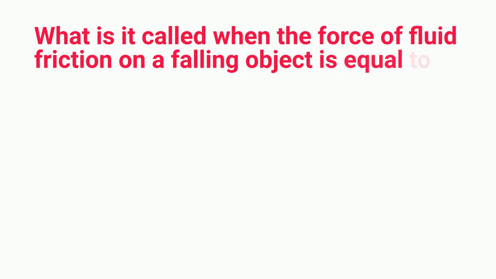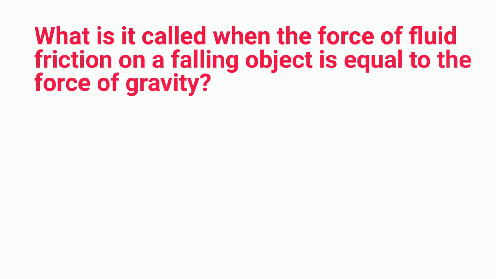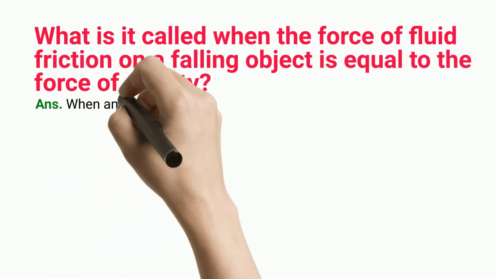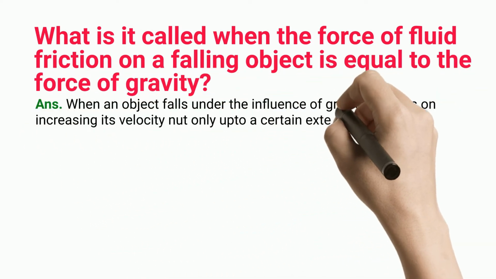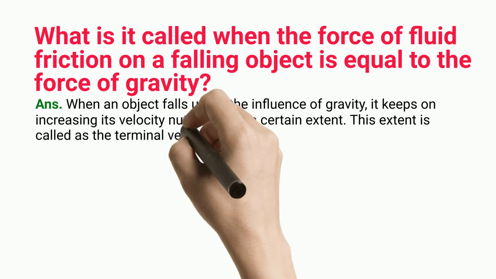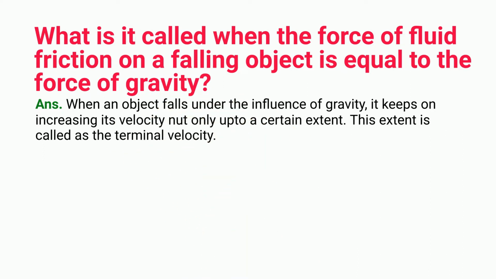What is it called when the force of fluid friction on a falling object is equal to the force of gravity? When an object falls under the influence of gravity, it keeps on increasing its velocity, but only up to a certain extent. This extent is called the terminal velocity.